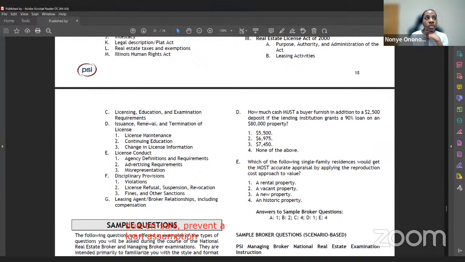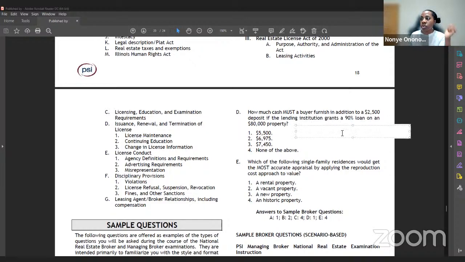Let's think about that for a second. The house is $80,000. We're getting a loan for 90%, so that means we're going to put a down payment of 10%. We talked about financing last time. The 90% loan means our loan to value ratio would be 90%, meaning our down payment is 10%. And then we already paid a deposit of $2,500. So what's the difference between our 10% and $2,500? That's essentially what the question is asking.